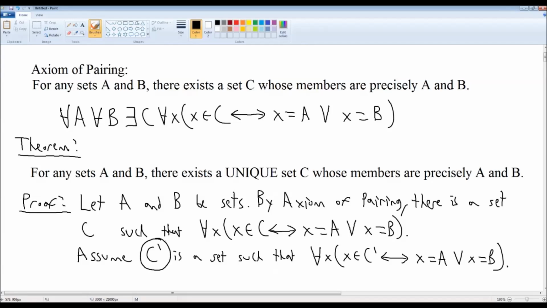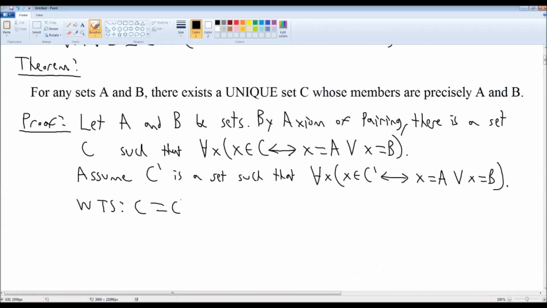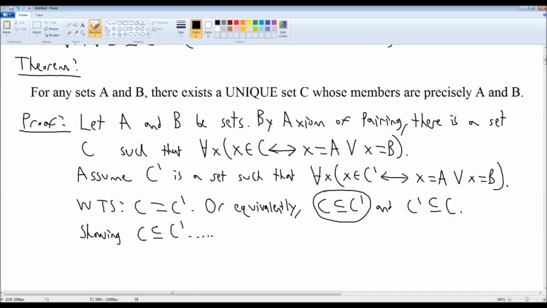Assume we have another set C prime such that this holds, that anything in C prime must equal either A or B and vice versa. If you're equal to A or B, then you must be in C prime. And what do we want to show? We want to show that C equals C prime. How do we show this? Well, by the axiom of extensionality, we want to show that everything in C is in C prime, and vice versa, everything in C prime is in C. Or in other words, we're going to show that C is a subset of C prime, and C prime is a subset of C. Let's show this guy first.